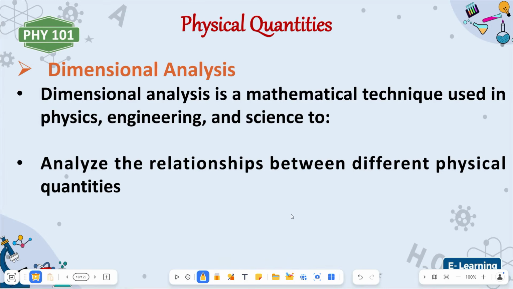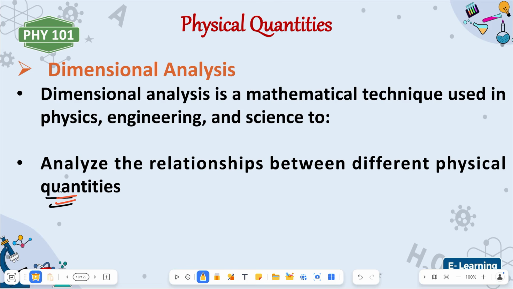Now let's look at dimensional analysis. Dimensional analysis is a mathematical technique used in physics, engineering, and science to do what? To analyze the relationship between different physical quantities. All right? To what? Analyze the relationship between different physical quantities.